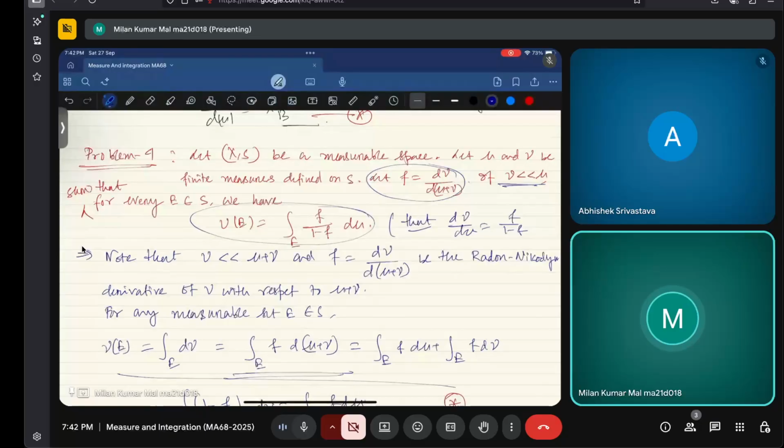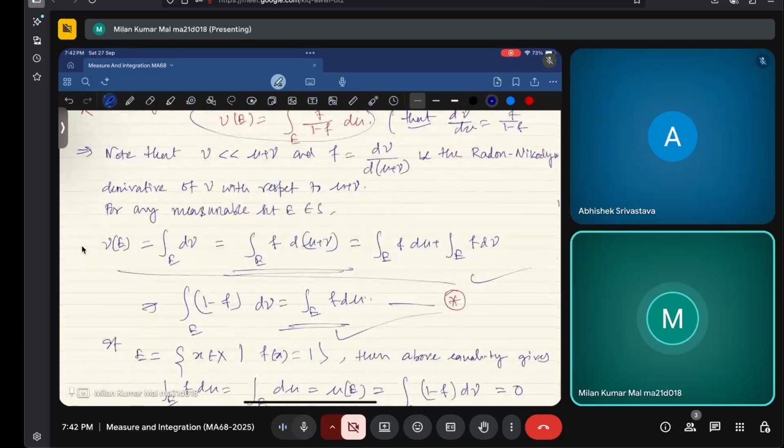So basically here f is the Radon-Nikodym derivative, so I can write it this way. Therefore, if f is the Radon-Nikodym derivative of mu with respect to mu plus nu, then we can write that the integration of d mu over E is equal to the integration of f d (mu plus nu). This is what we can always write; it is the definition. By definition one can get this, so from here we are getting this one.